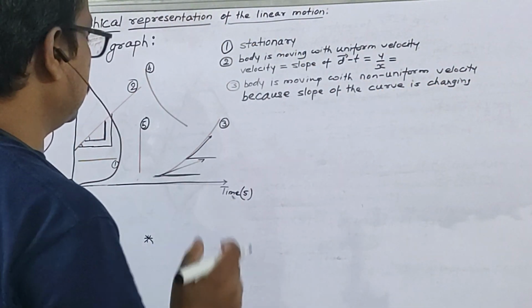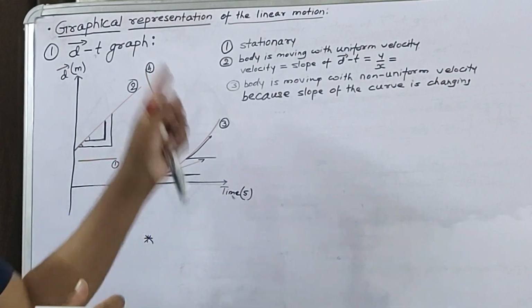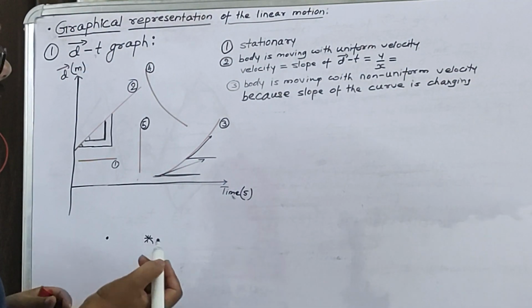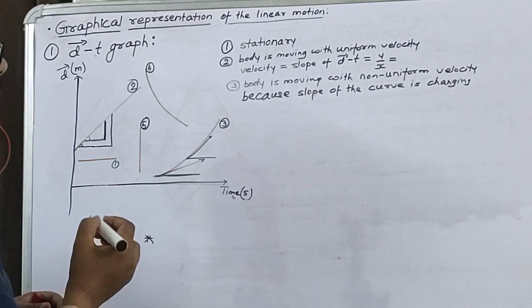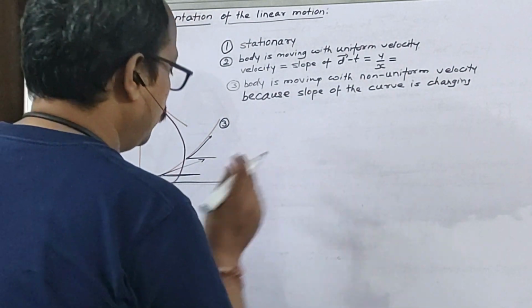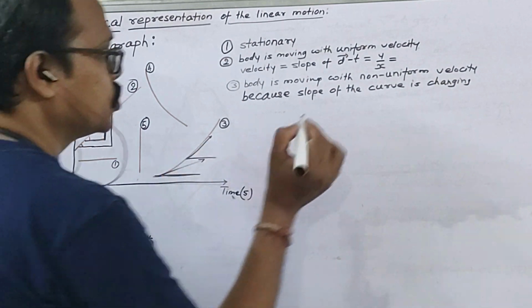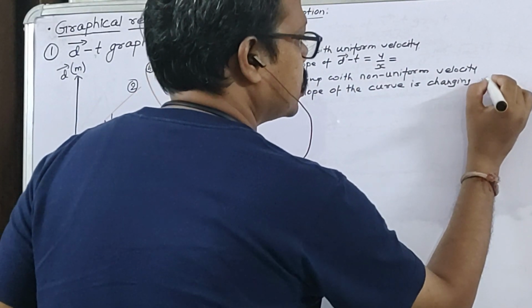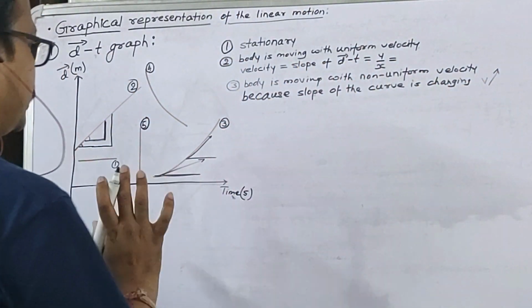Because the slope of the displacement time graph gives us velocity, and the slope is changing continuously, you can say that the body is moving with non-uniform velocity. Is the velocity increasing or decreasing? The value of the slope is increasing, so velocity is increasing with the passage of time.